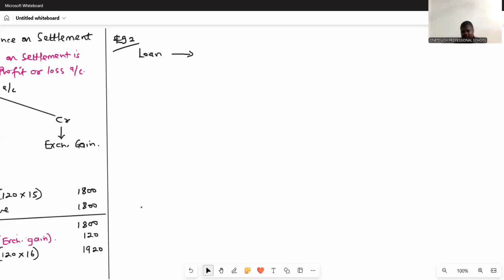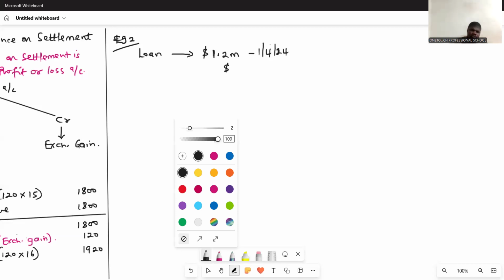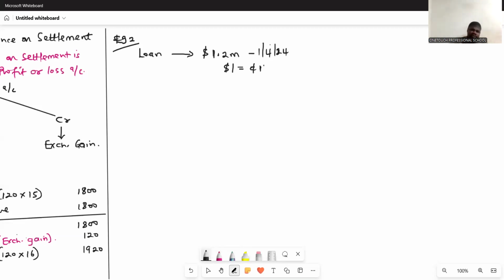from the World Bank for, let's say, $1.2 million. And at that time, let's say it was on 1st April 2024. At that time, the exchange rate was, let's say, $1 is equal to, let's say, 14 cedis.